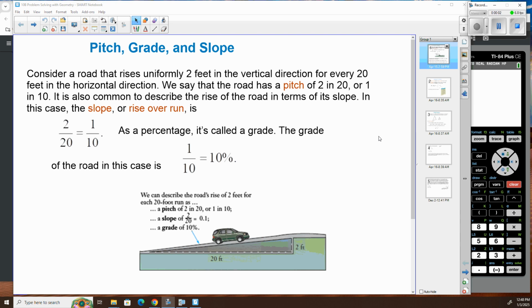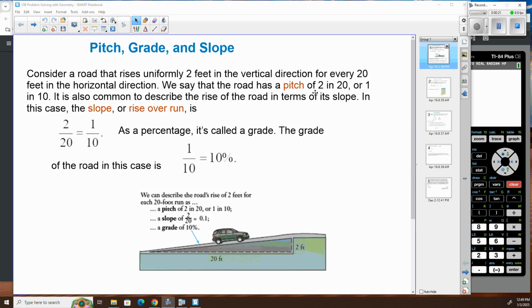So 10B says the topic is problem solving with geometry. This first page deals with pitch, grade, and slope. It says consider the road that rises uniformly 2 feet vertically. So you go up 2 feet for every 20 feet that you go horizontally.